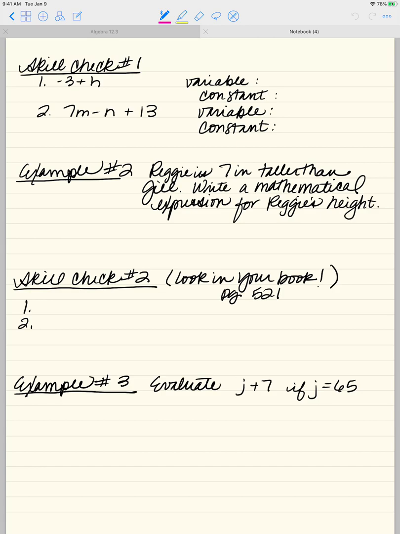Okay, skill check number 1 just says identify the variables and the constants in these algebraic expressions. Number 1 says -3 plus h. Our variable in that case is h. Our constant is -3. Okay. Number 2 in skill check number 1, 7m minus n plus 13. We have two variables. We have m and we have n. And our constants, we have 2. We have 7 and 13.